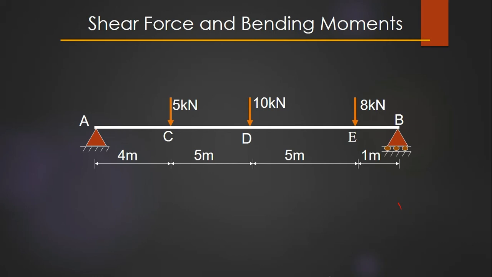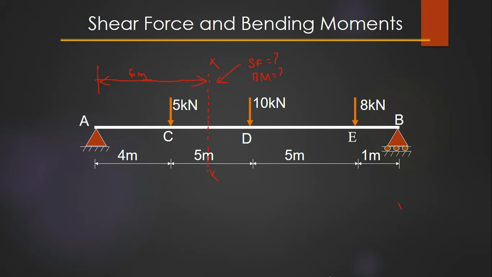Let us consider this problem over here. This is a simply supported beam with the supports at A and B, and there are 3 point loads acting at C, D, and E at certain distances. Let us consider this and find out the shear force and bending moment at a given section. For example, let me consider a section over here, X, at a distance of 6 meter.